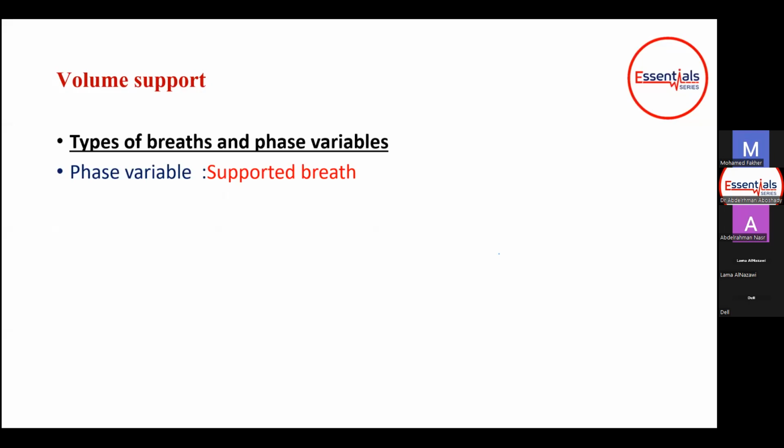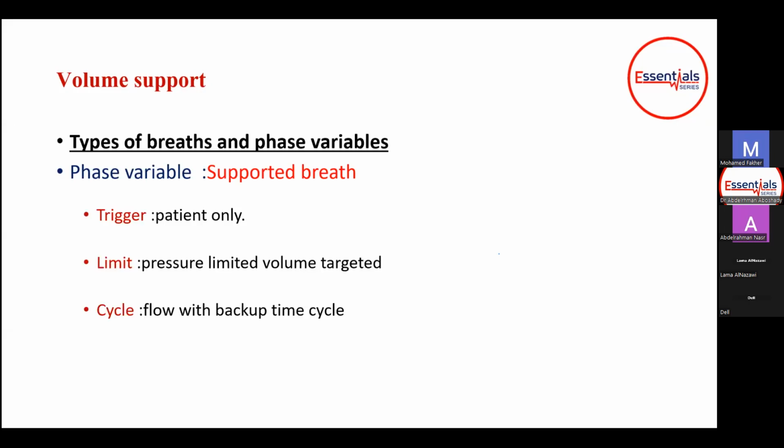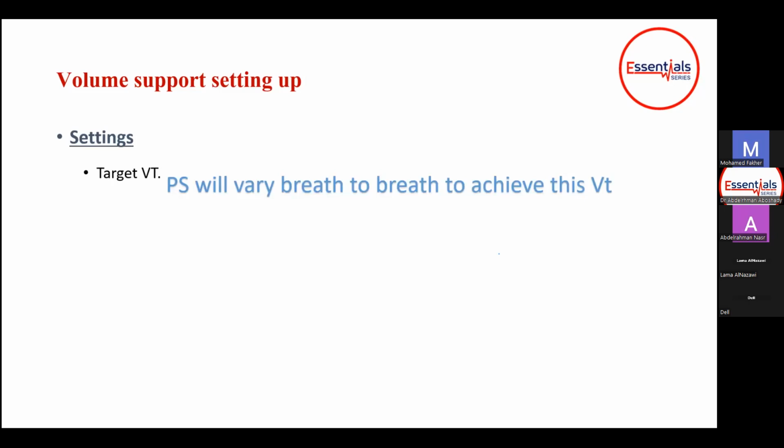The breaths delivered by the volume support mode are only supported breaths, triggered by the patient and pressure limited, yet this pressure limit is not fixed. It changes up and down to achieve the tidal volume you need. Cycling is flow cycled, like any supported breath. What do we set in the volume support mode? The target tidal volume. We don't set a fixed pressure support. We set a target tidal volume, 6 ml per kg from the predicted body weight, as we set any tidal volume. But the pressure support will vary to achieve this tidal volume.